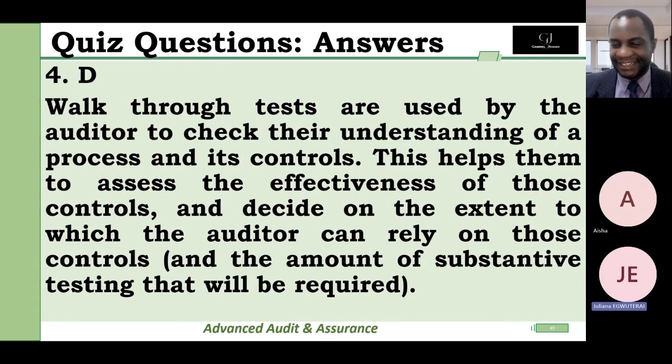I can't remember you talking about walkthrough tests either. Me neither. Maybe it was when I dozed off. I was just using common sense: okay, walk through, you must have had the understanding.